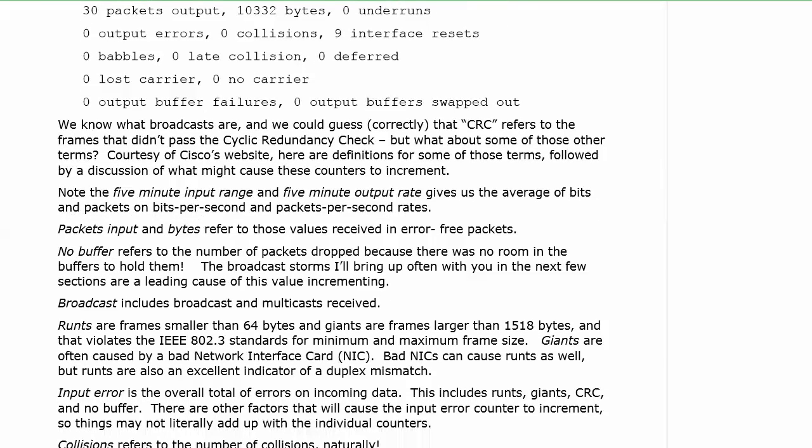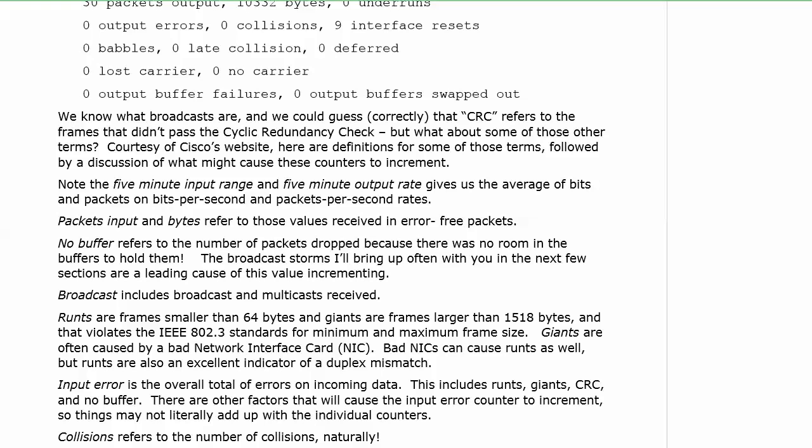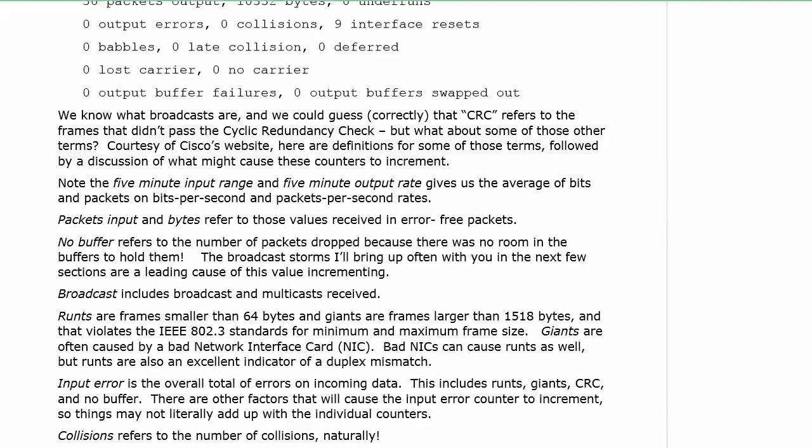So let's take a look. Collisions, of course, refers to the number of collisions. And what might those indicate, you think? On a network that is set up for full duplex, hint, hint, and all of a sudden we've got collisions, which we shouldn't be having, theoretically, hint, hint. That could be our duplex mismatch rearing its ugly head as well, because that means somebody is transmitting at half duplex, and that could lead to data collisions. So that's a big hint there as well.